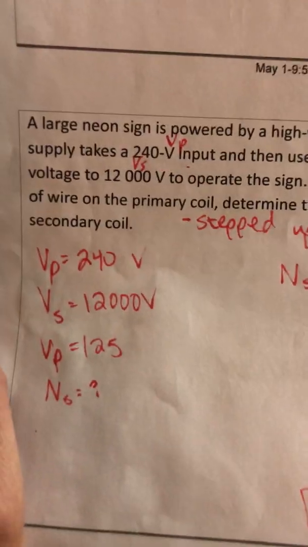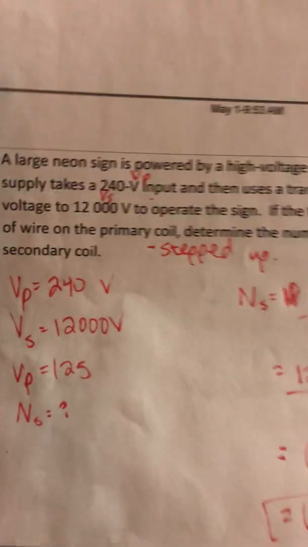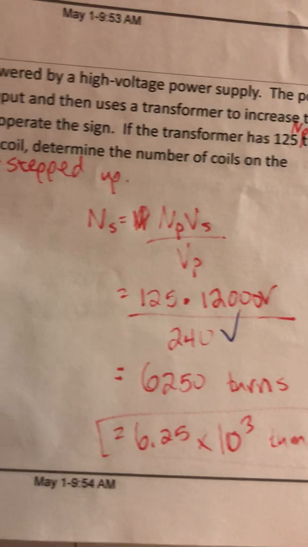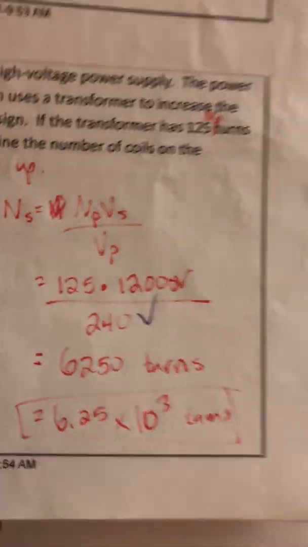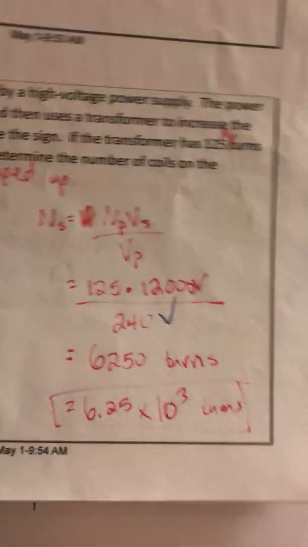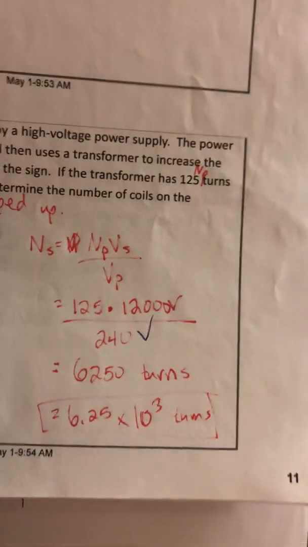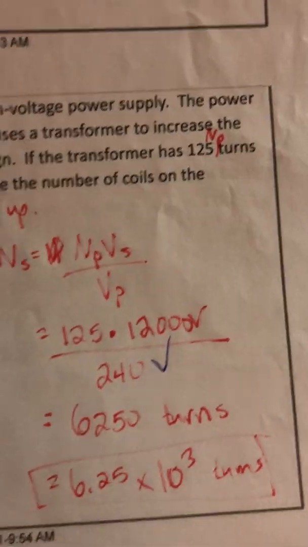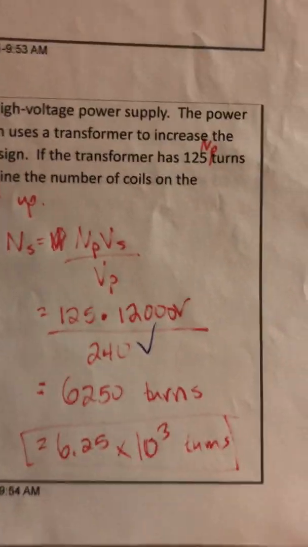So here are our initial pieces of information given to the question. Here is our rearranged equation. So it goes up to 6,250 turns or coils. Remember, if you know it's stepping up, you should compare your final answer to your initial and see if it did in fact go up. So yes, 125 is lower than 6,250. Okay, that is topic 1.5.